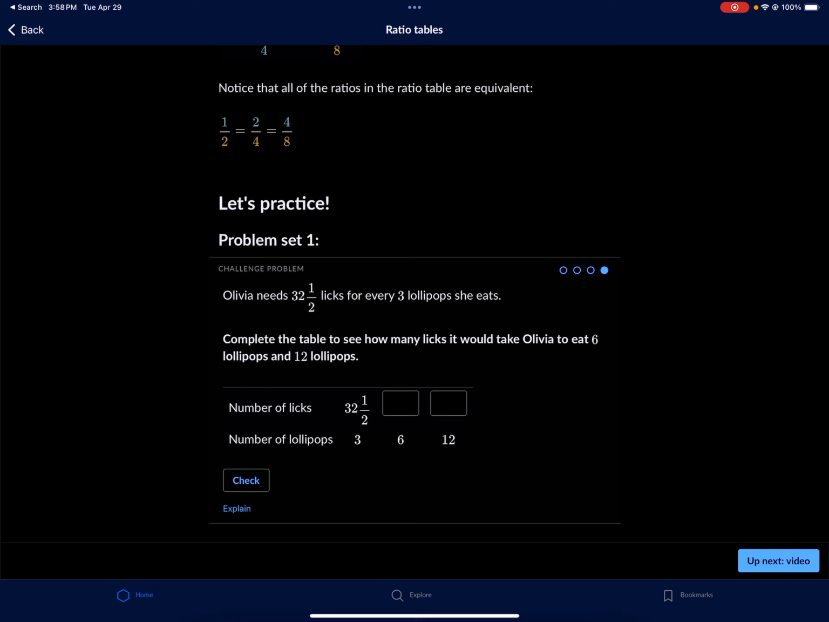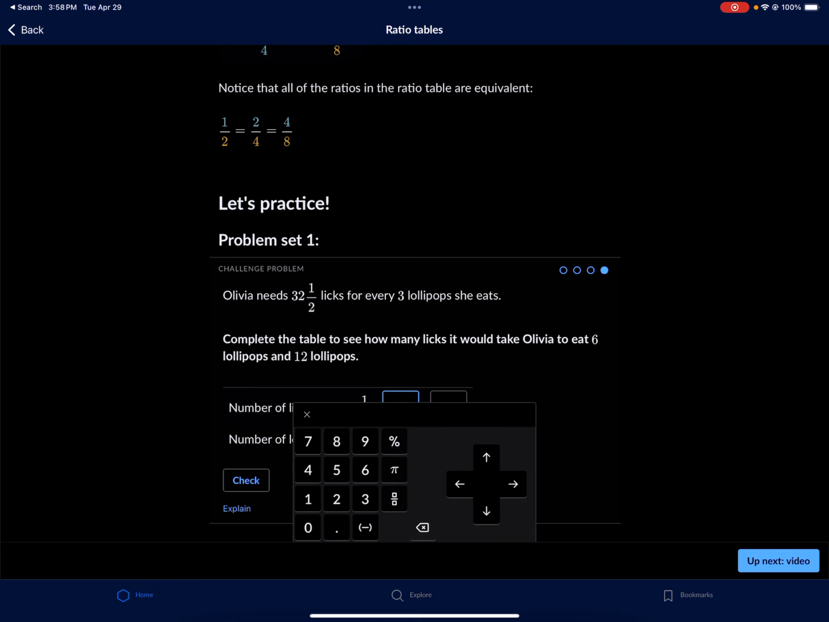Last problem. Olivia needs 32 and 1/2 licks for every 3 lollipops she eats. Complete the table to see how many licks it would take Olivia to eat 6 lollipops and 12 lollipops. So let's see here. I think I'm seeing something. 3 and 6 have a factor of 2. So we need to do 32 1/2 times 2. So what would that be? I know it's a little hard, so I'll give you guys a little more time, unless you want to pause it.